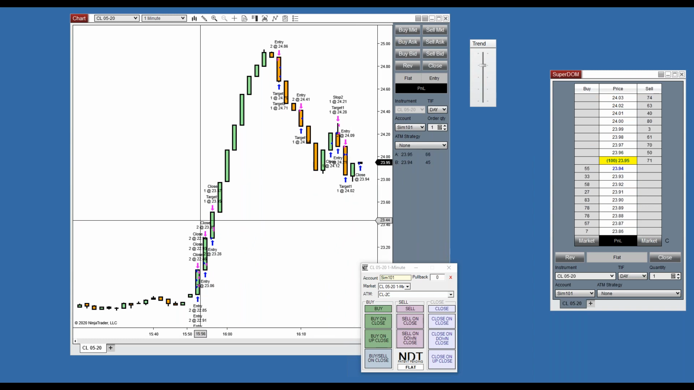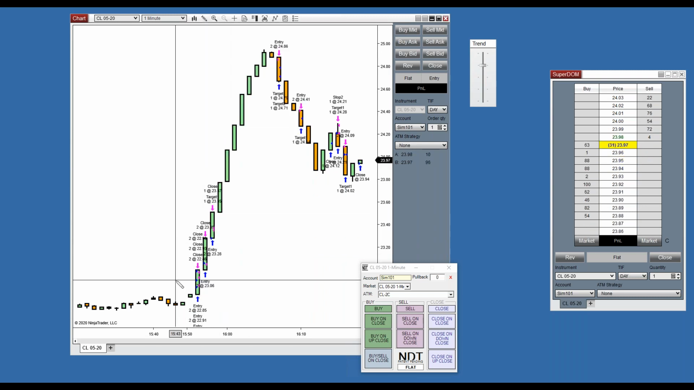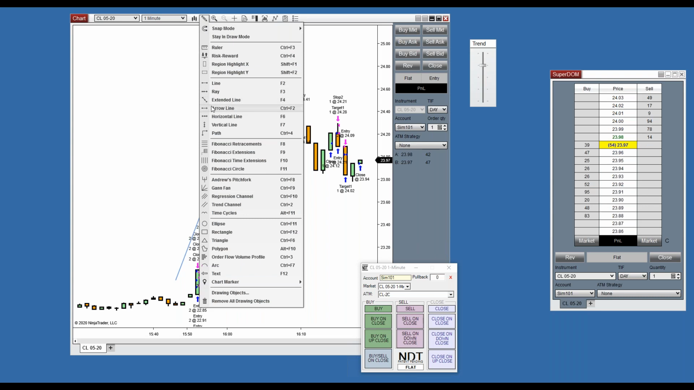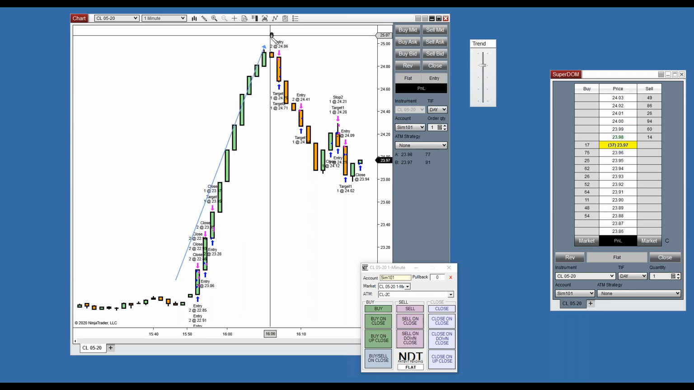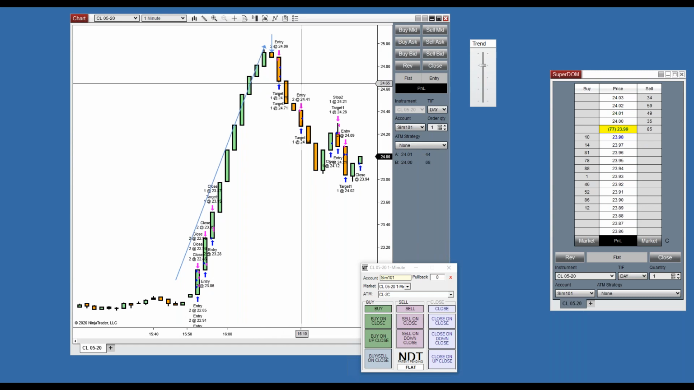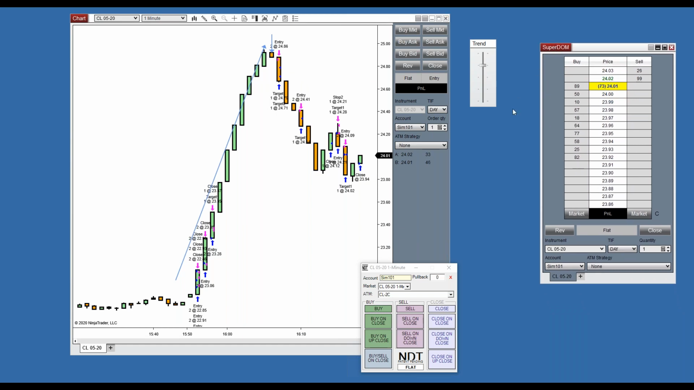So if you have a move like this, irrespective, you can ride it all the way up. That's going to take you out on the first down candle. And that's a very unique trailing stop. You're not going to be able to configure this on your Superdome.